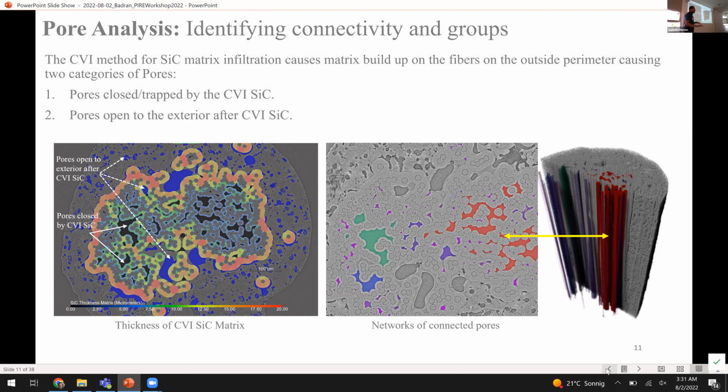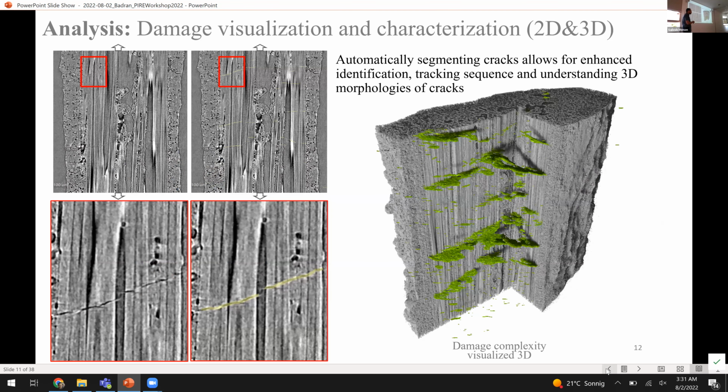So all of this has just been microstructure. You can also teach an algorithm to identify where the cracks are and pick up on the cracks, not only in 2D, but start visualizing them in 3D so that you can relate back to the micromechanics models of the crack spacing and how far the cracks are from fiber breaks.